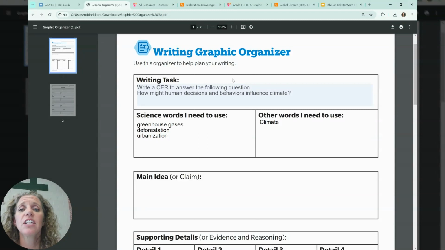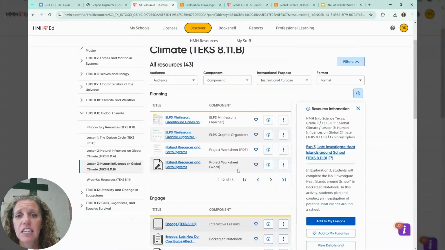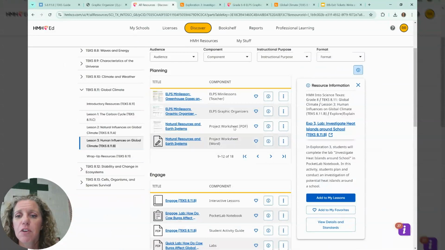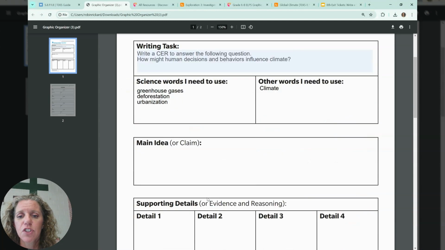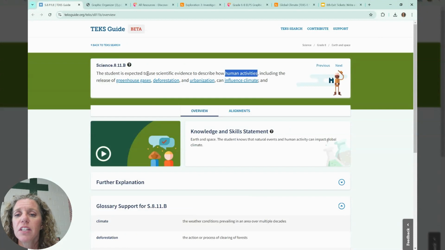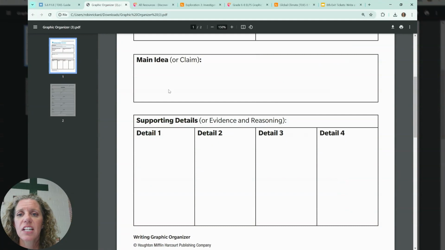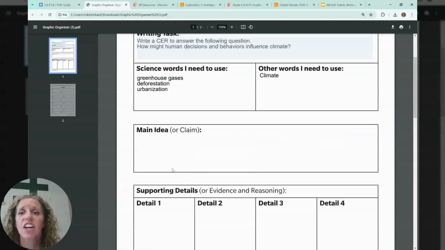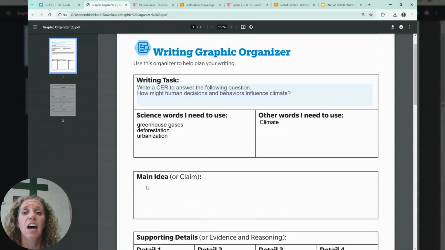So what I've pulled here is a writing graphic organizer, and I just pulled this from HMH in the planning section. They have a bunch of these graphic organizers. So my idea is I would have students be collecting evidence because our TEAC here says that they want students to use scientific evidence. So as I go through lessons in HMH or other class activities, I want them to be collecting details about different pieces of evidence that are going to help them form a claim that answers the question, how might human decisions and behaviors influence climate?